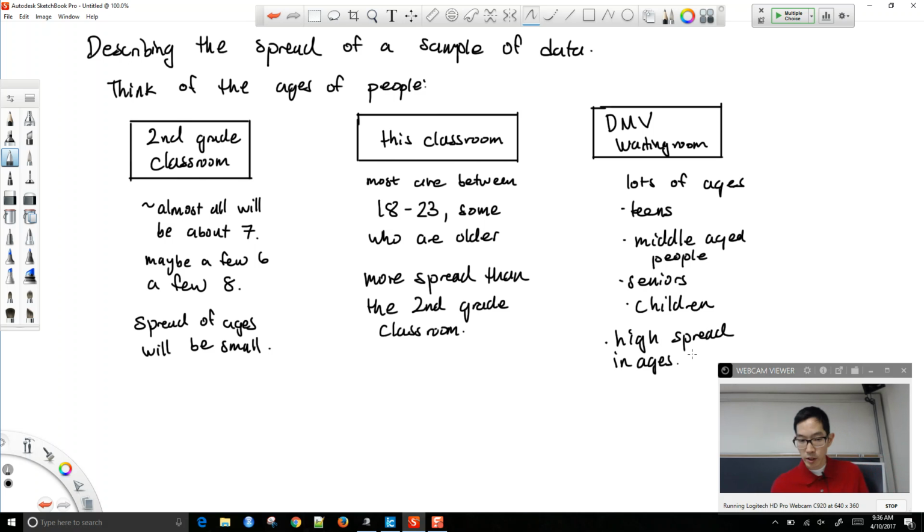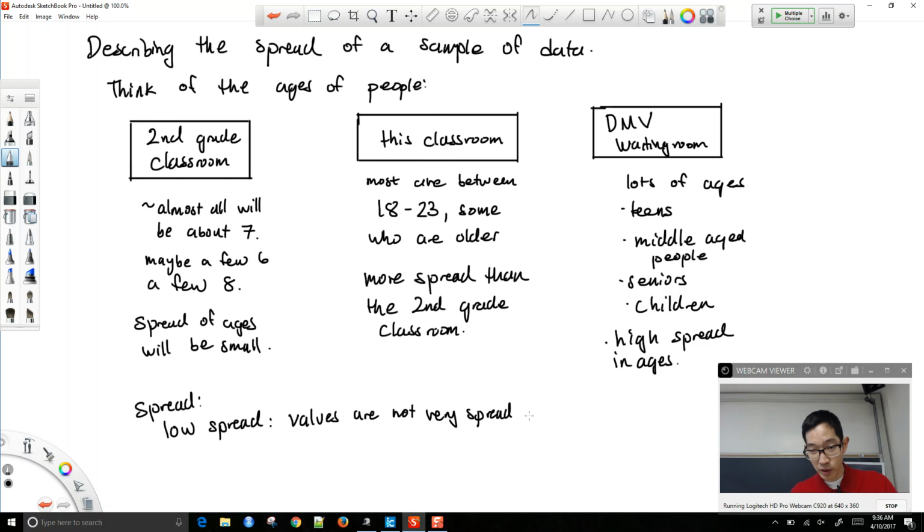Okay, and so the concept with spread is that with low spread, the values in the data are not spread out on the number line, but rather they are quite similar to each other. Okay, low spread. So you can think about the values as not very spread out on the number line. Rather, the values are similar to each other.